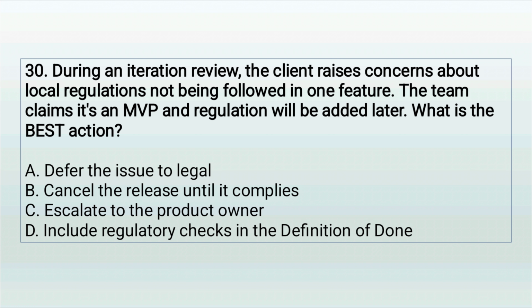30. During an iteration review, the client raises concerns about local regulations not being followed in one feature. The team claims it's an MVP and regulation will be added later. What is the best action? A. Defer the issue to legal. B. Cancel the release until it complies. C. Escalate to the product owner. D. Include regulatory checks in the definition of done.